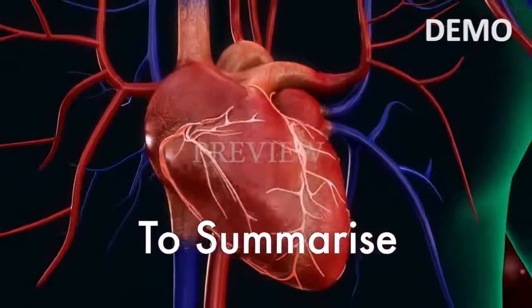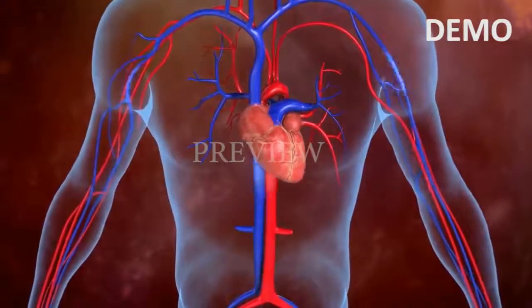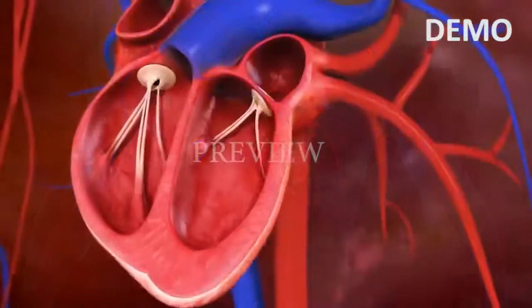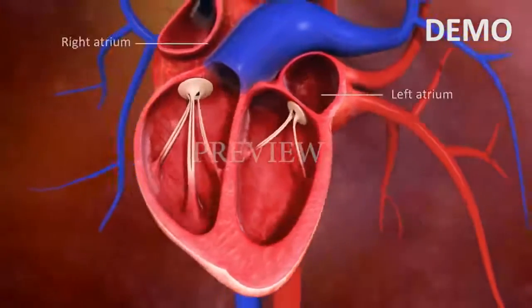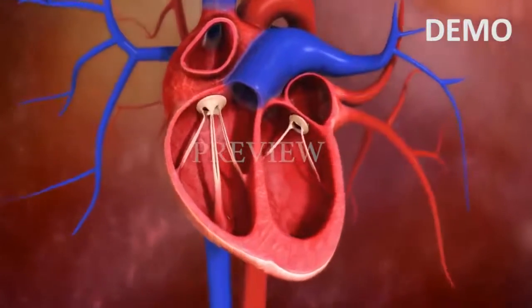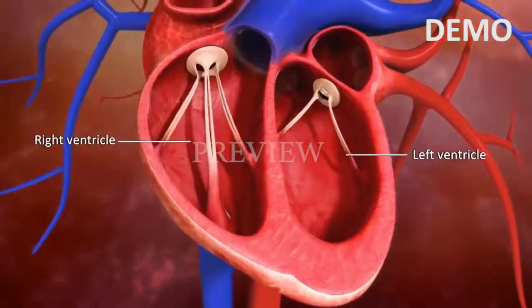To summarize, the heart is a muscular organ responsible for pumping blood throughout the body. It has 4 chambers. The upper 2 are the atria that receive blood into the heart, and the lower 2 are the ventricles that pump blood out of the heart.